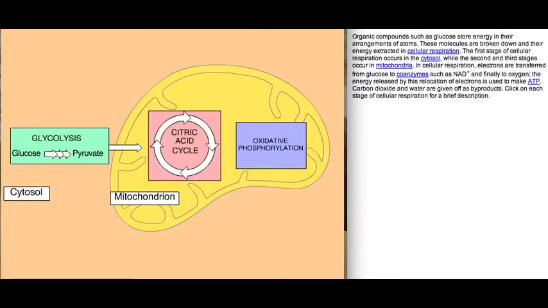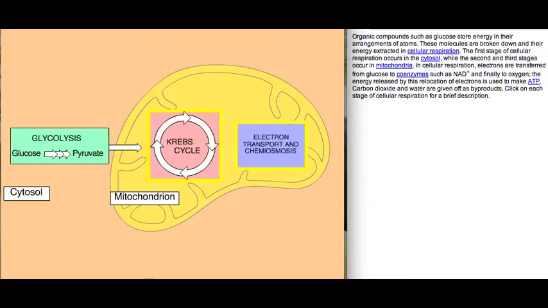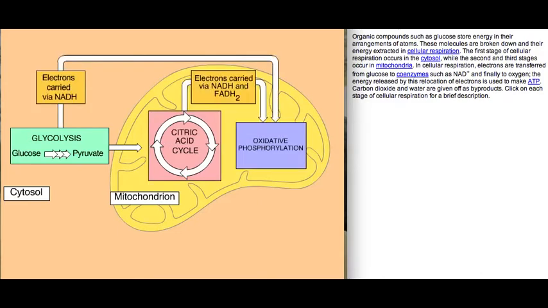Organic compounds, such as glucose, store energy in their arrangements of atoms. These molecules are broken down and their energy extracted in cellular respiration. The first stage of cellular respiration occurs in the cytosol, while the second and third stages occur in mitochondria. In cellular respiration, electrons are transferred from glucose to coenzymes such as NAD+, and finally to oxygen.